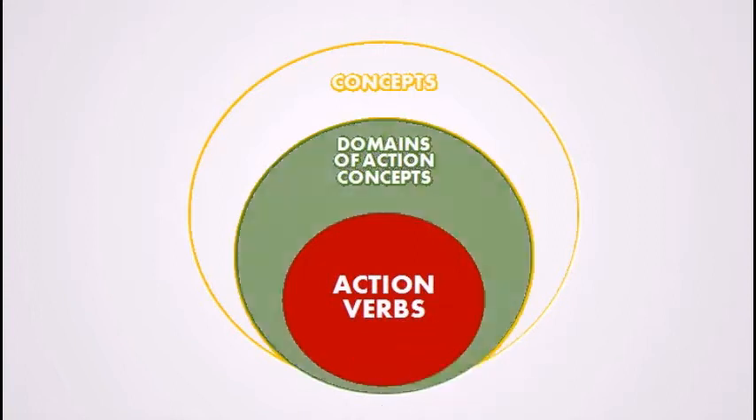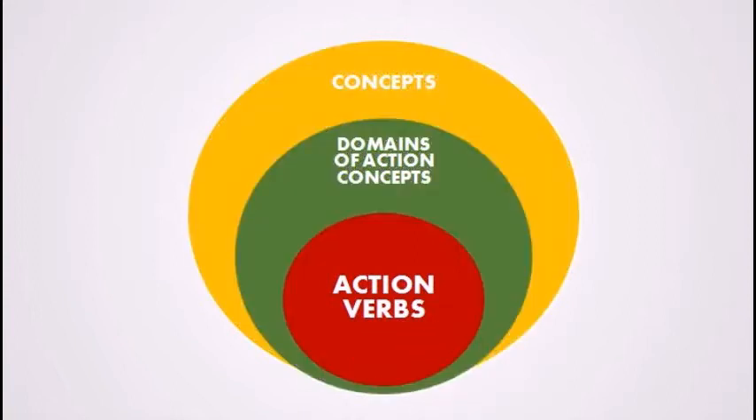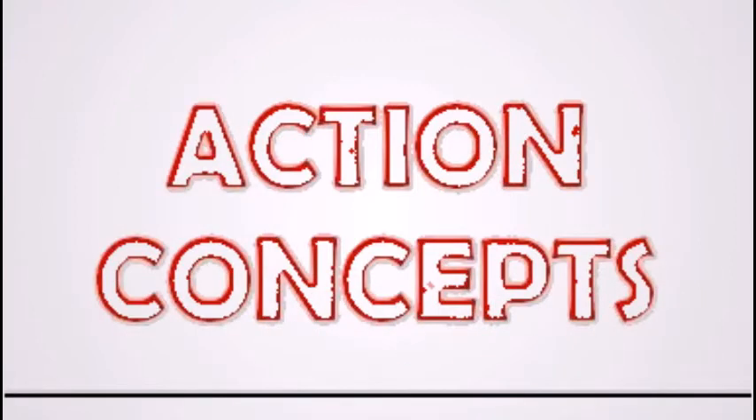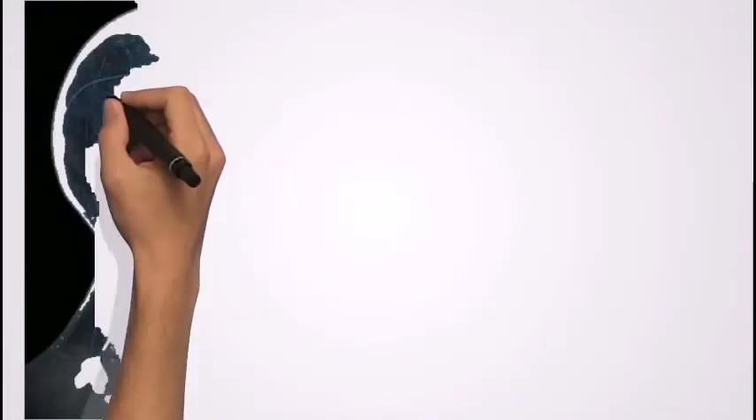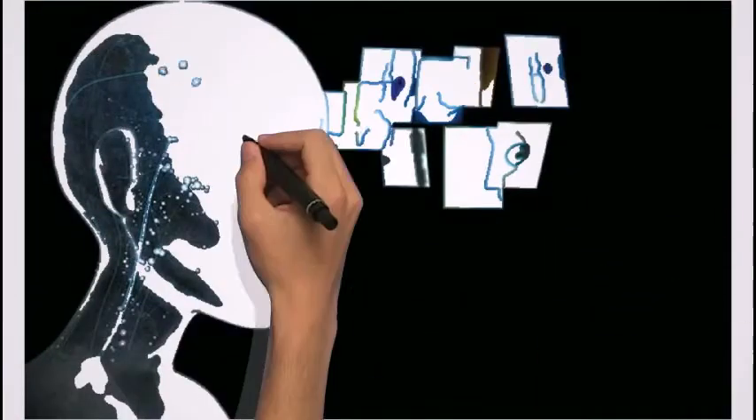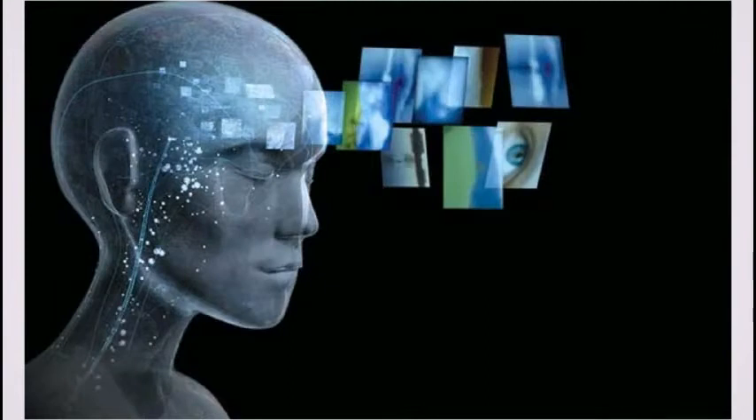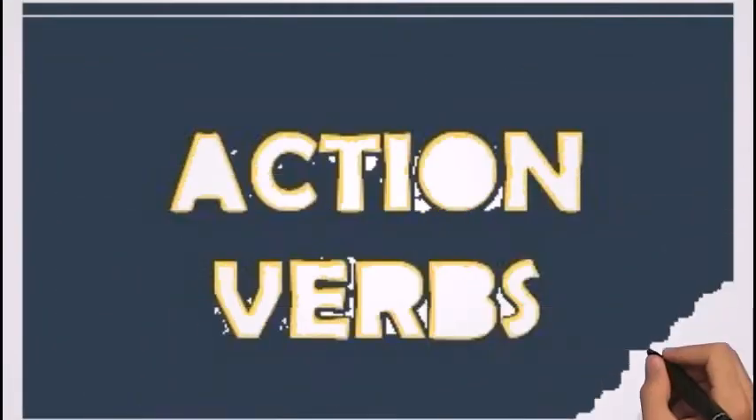Domains of action concepts. This chapter focuses on how the kinds of action concepts, typically encoded by verbs, are represented and organized in the brain. Within the broad realm of action concepts, action verbs will be discussed.